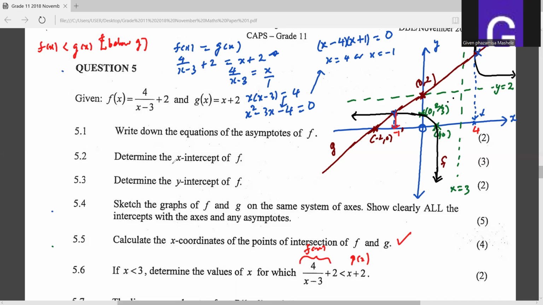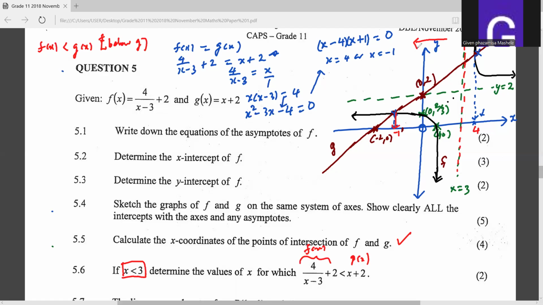But we need to look at this condition when x is less than 3. It means we must not consider where x is bigger than 3. And where is x equals 3? x equals 3 is at the asymptote here. So it means we need to look at anything that is below 3 downwards, not above 3.